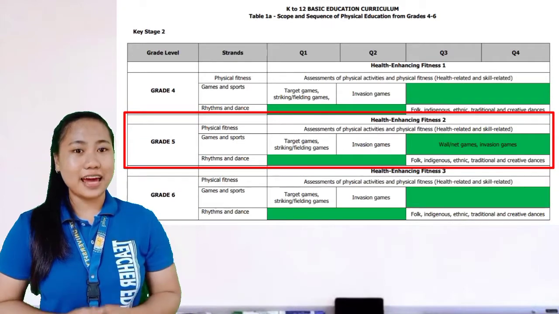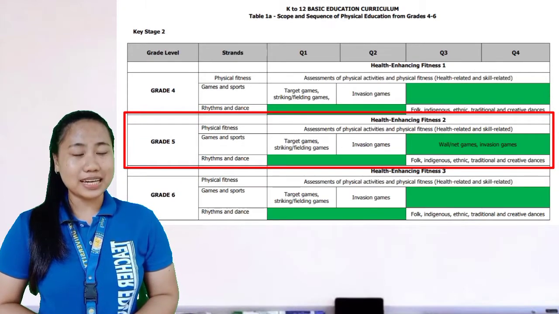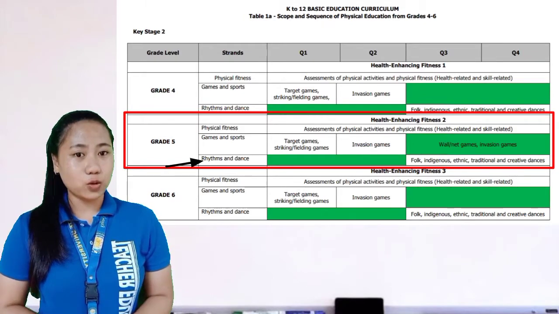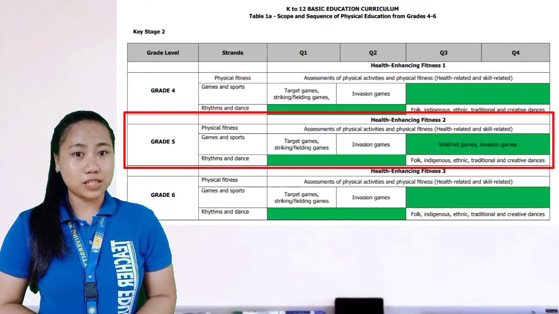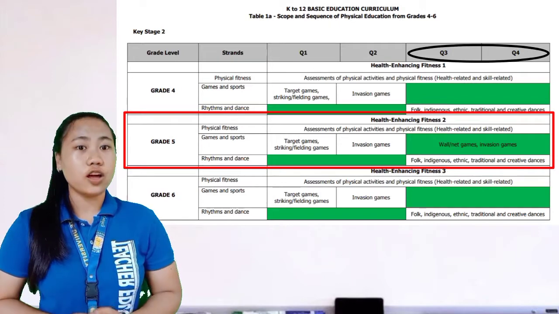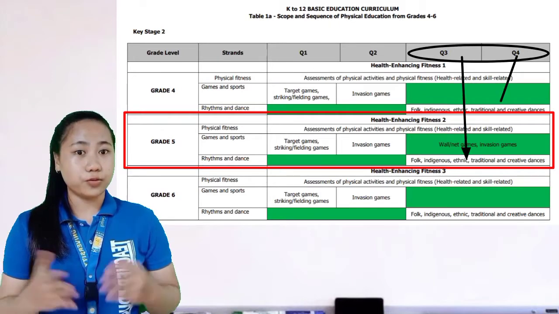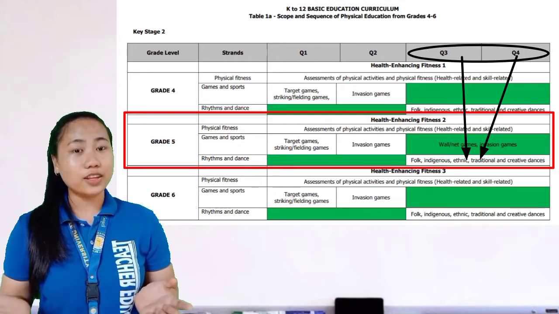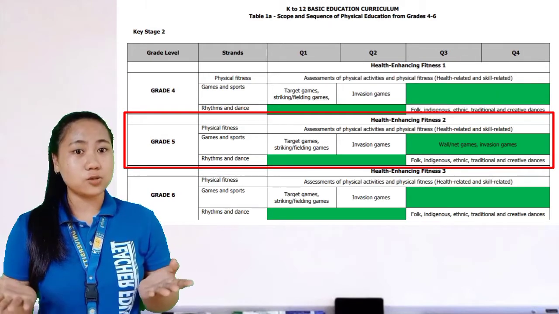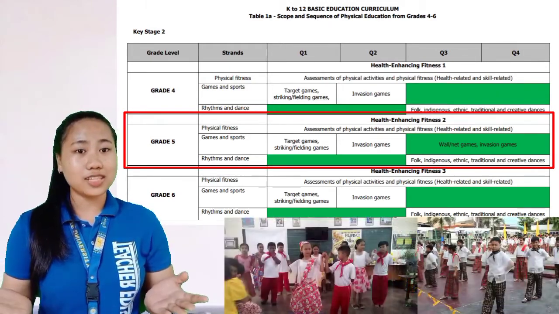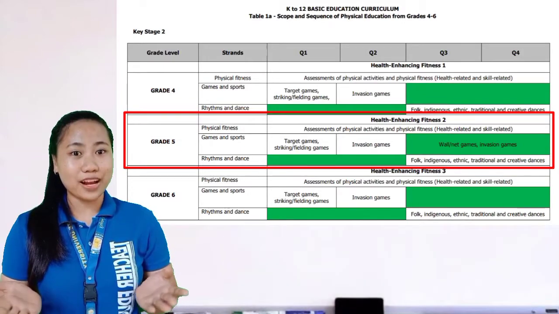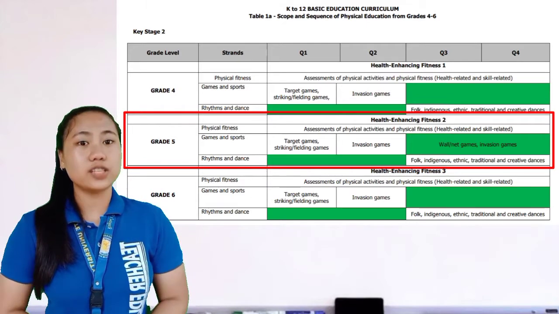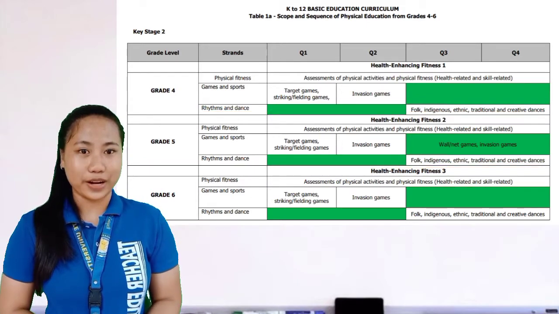And for the last strand of scope and sequence of physical education from grade 5, it is the rhythms and dance, in which it is being indicated specifically for third and fourth quarter for the components of folk, indigenous, ethnic, traditional, and other creative dances such as polka sanayon, cariñosa, and any other dances available in their area. And that is the scope and sequence of physical education from grade 5.